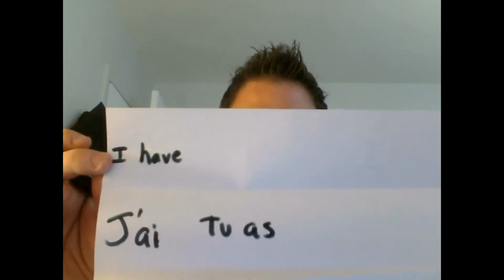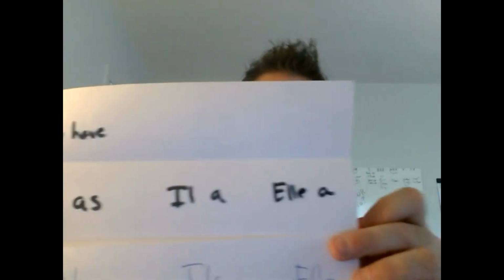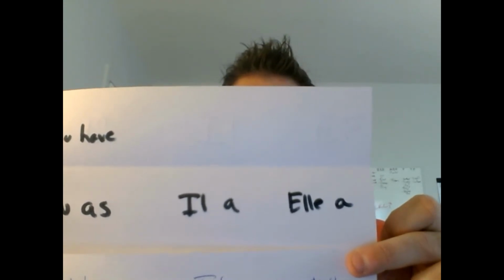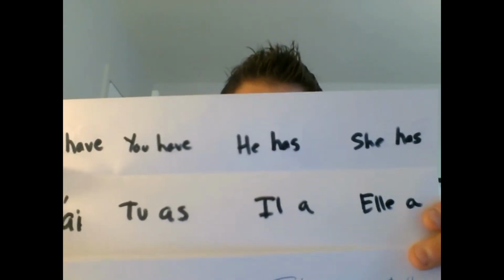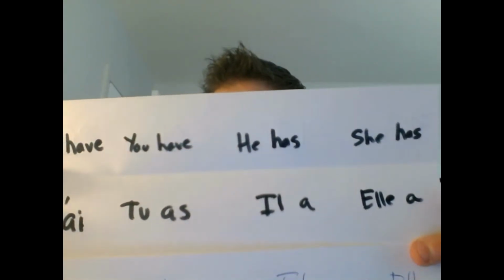Tu. The tu form of avoir is tu as. A-S. And what does that mean in English? You have. And we're going to continue doing this for all the forms. The good news is that il and elle always share the same form. Il a, elle a, with just the letter A. And what do they mean? He has, she has. Il a, elle a. He has, she has. And just like you learned in that video that you watched, il and elle could also be it if we need it.